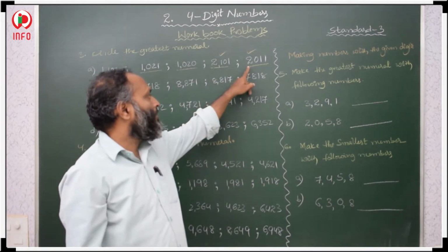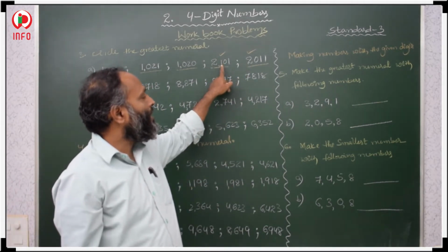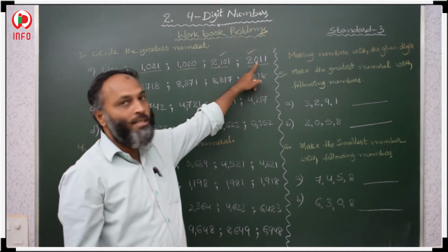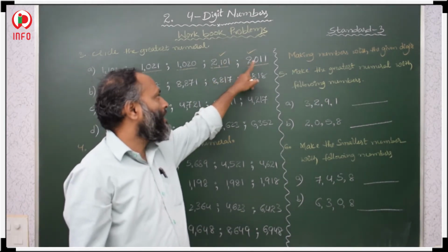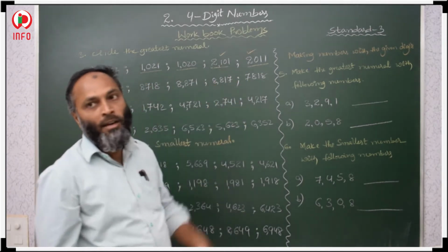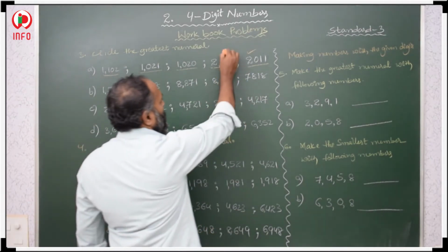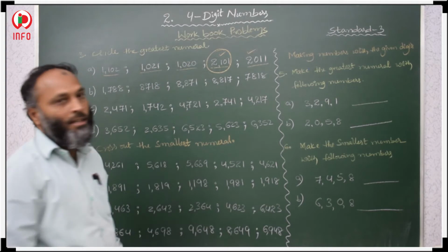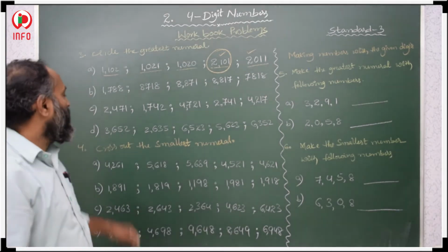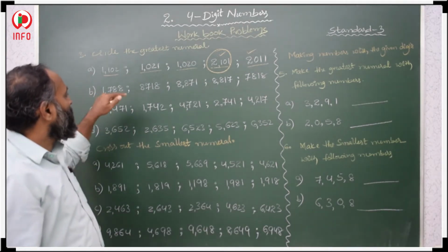After that, in the hundreds place, 1 is there, and in the other hundreds place 0 is there. Between 1 and 0, 1 is the greater number. Circle that greater number. Then, after that, the second question. In this also you have to compare.